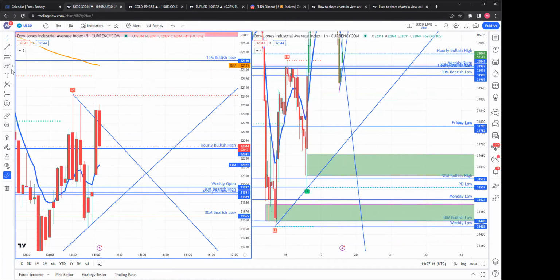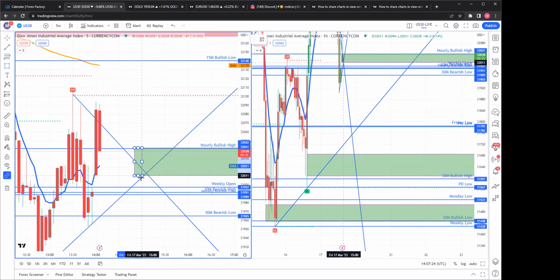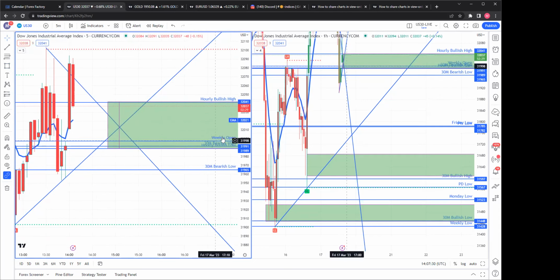All right, so let me mark up these zones. So we have an hourly bullish high, hourly bullish low on US 30. We do have a 30-minute bearish high and a weekly open. Now, as you guys know, I don't trade 30-minute and 15-minute zones by themselves.